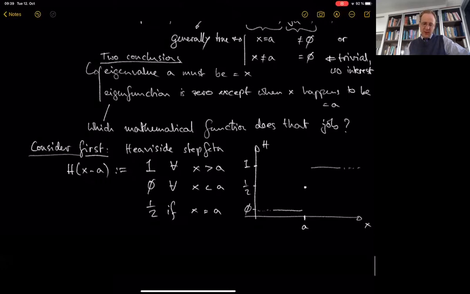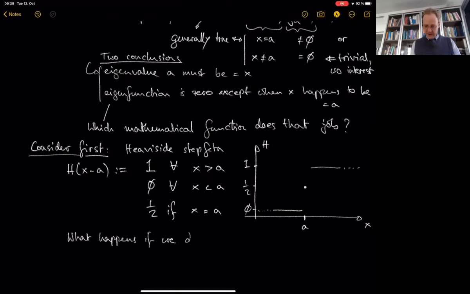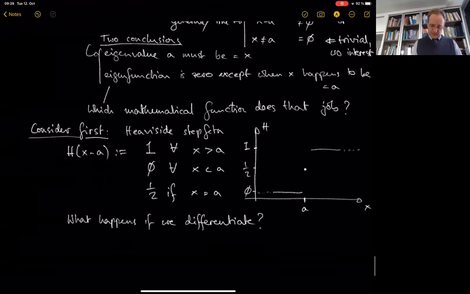Now we do something which is weird. We're going to ask what is the derivative of this. So what happens if we differentiate? Well, we write down our differential operator applied to the step function, and this derivative gives you something which is known as the delta function.